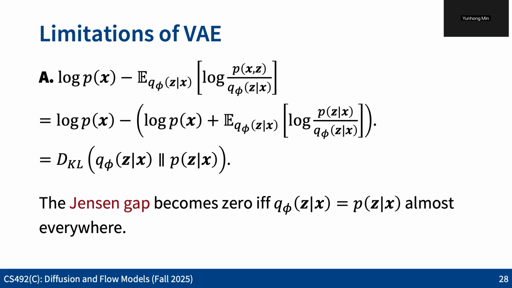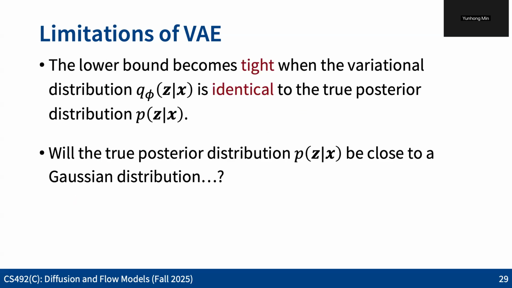Which means that the lower bound becomes tight when the learned variational posterior becomes the same as the true posterior. So that's the case. But then the question is, would it be possible to have both the likelihood distribution and the true posterior distribution be Gaussian for most cases?